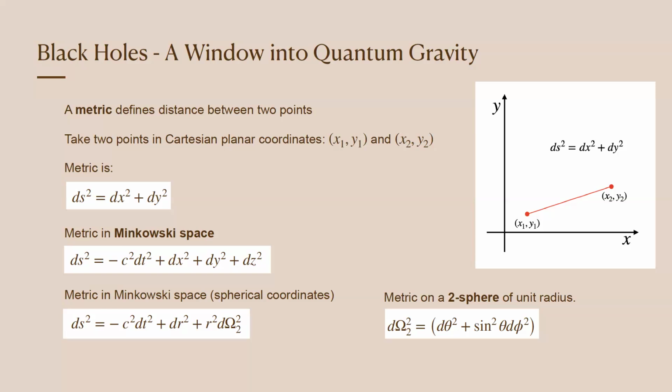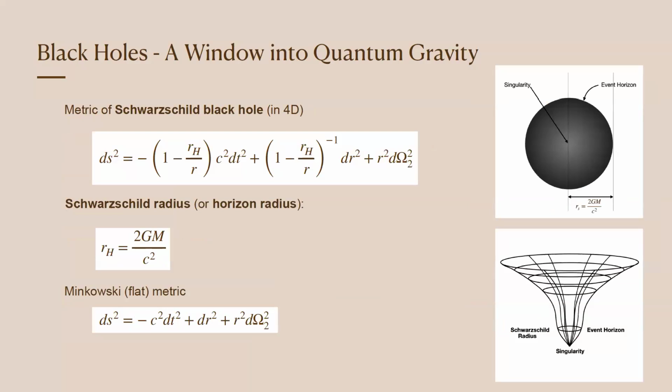And if you go to 4-dimensional space-time, 3 space and 1 time, the metric is given by this, and this space is called Minkowski space. And here is the metric. Instead of Cartesian coordinates, we can go to spherical coordinates, where the same metric takes this form. Here dΩ₂ squared is the metric on a 2-sphere of unit radius. Whenever we encounter problems with spherical symmetry, we can use this metric, depending on the problem.